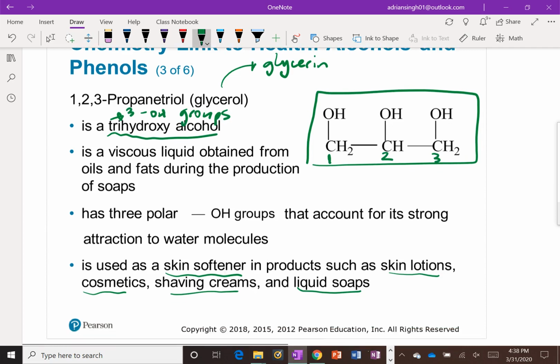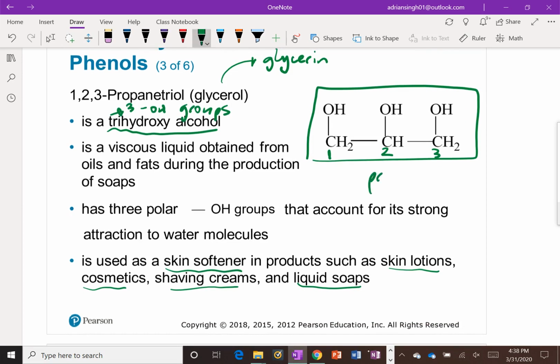Right, so if you were to name this, a 3-carbon chain would be propane. When you have multiple OHs or hydroxyl groups, we're going to use the prefix di, tri, tetra, and so on.